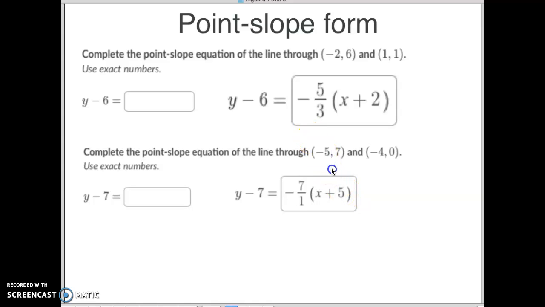But the problem is, Khan will mark this one wrong. Notice that on this slope, -7 over 1, we could simplify that. And because we can simplify that, this is wrong. We can't write it that way. We have to instead write it this way: y equals -7, the slope of -7, and then x plus 5.